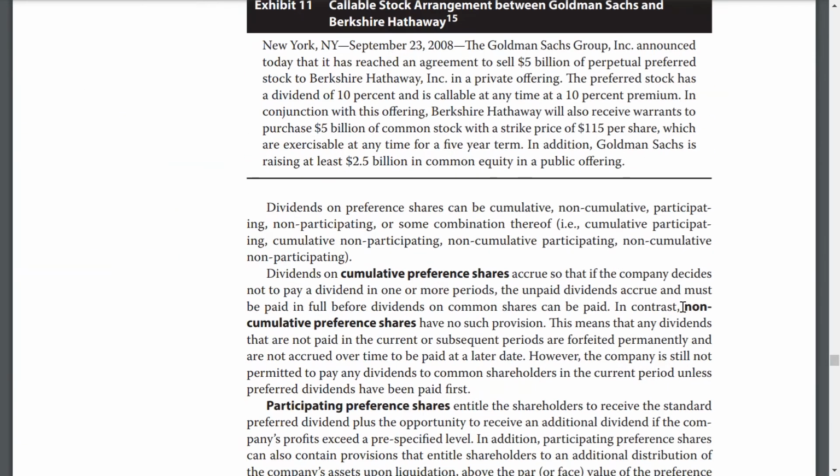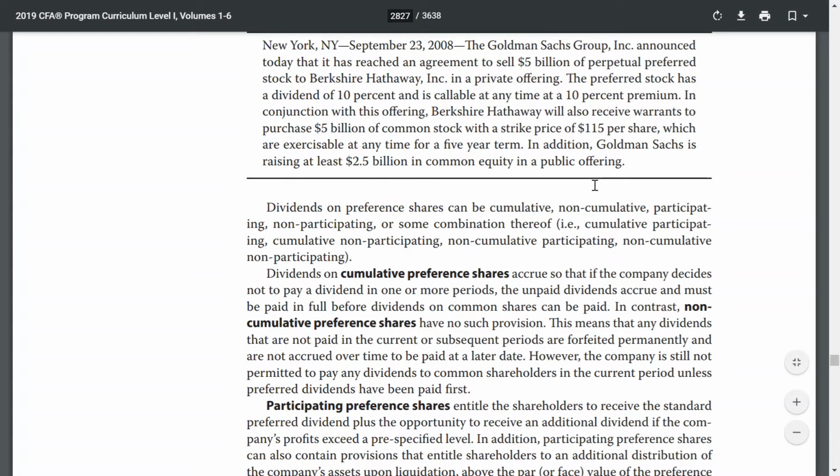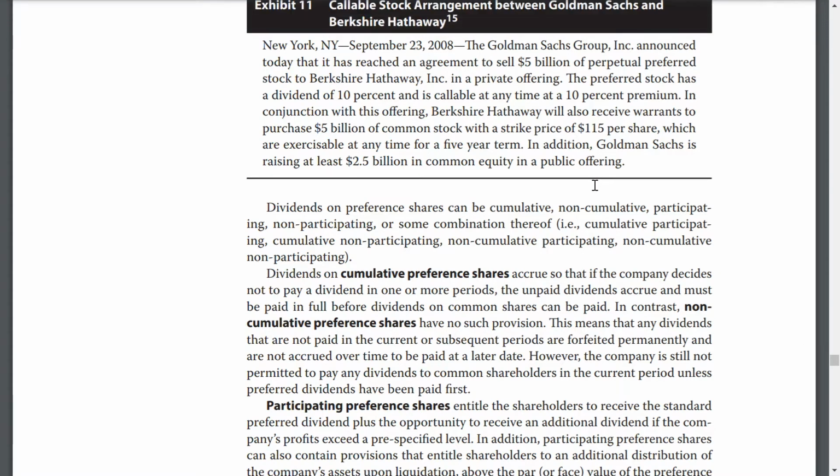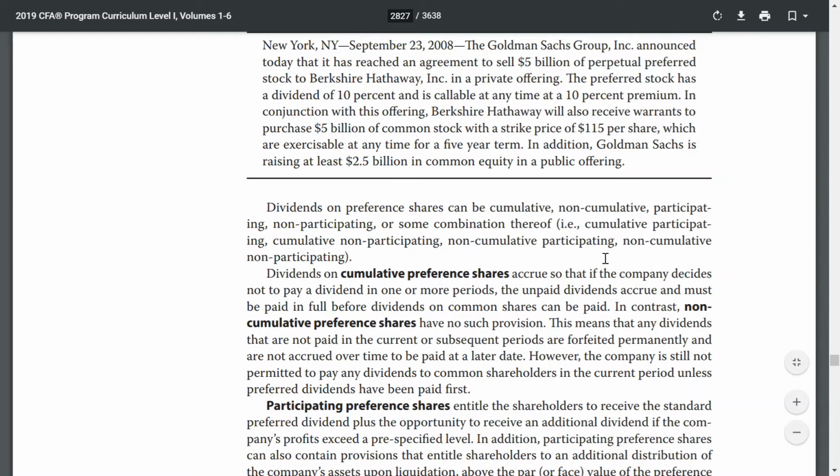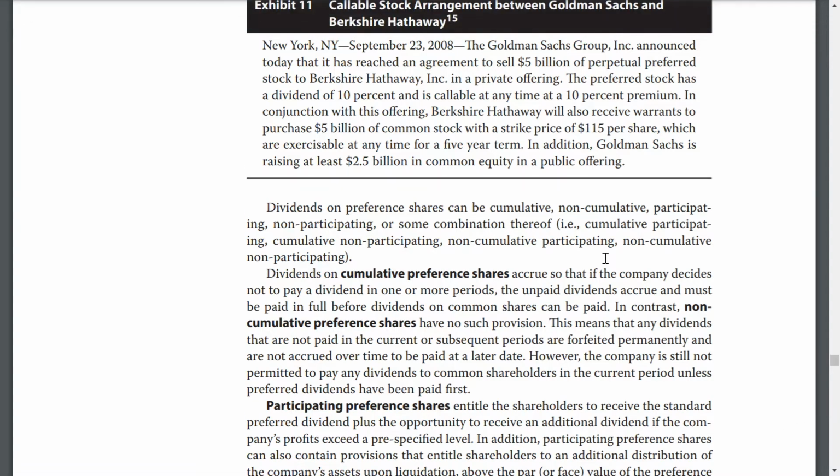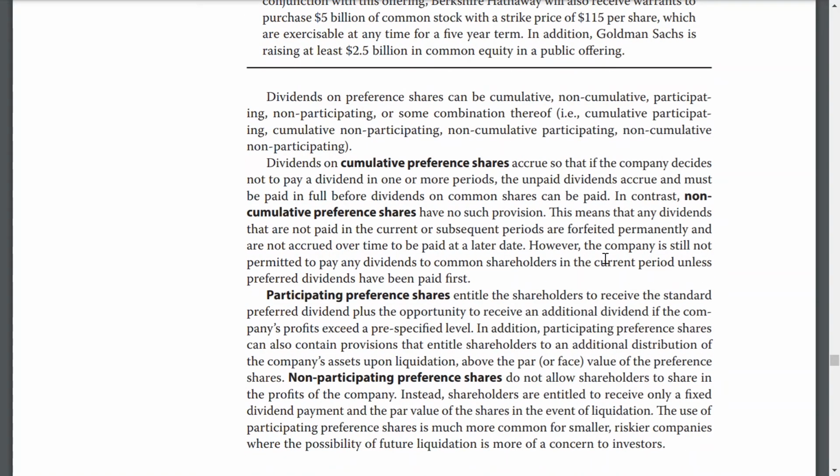Dividends on preference shares can be cumulative, non-cumulative, participating, non-participating, or some combination thereof. Cumulative, non-participating; cumulative, participating; non-cumulative, participating; and non-cumulative, non-participating.